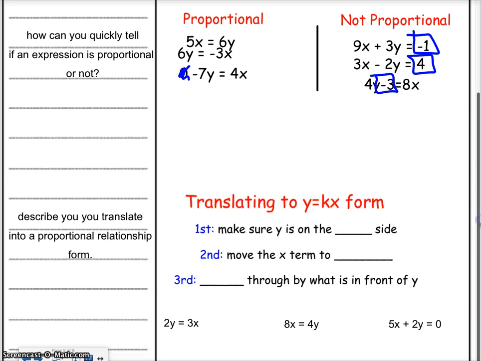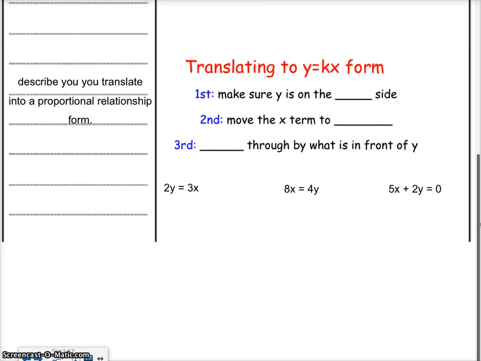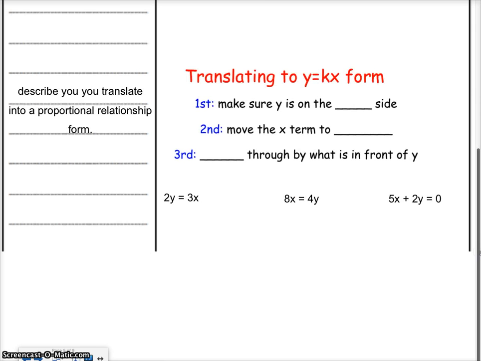The next learning objective is if it is a directly proportional statement, you need to write an equation. The equation needs to look like this, so box it up: y equals kx. Box that up. And here's how you do it. You're going to make sure y is on the left. Then you're going to move the x to the right. Then you divide by whatever is in front of y.